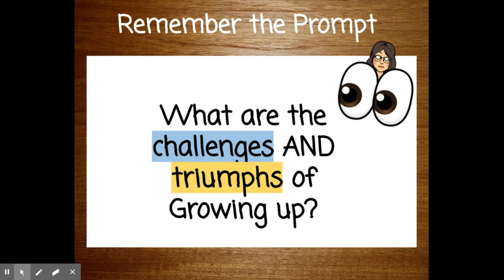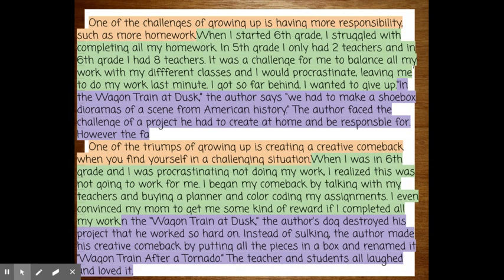So, something you guys need to remember is the prompt. What are the challenges and triumphs of growing up? So what you need to do is put the challenges paragraph together with the triumphs, and then you will have a full written response. You notice how this is more than 1-2 sentences long? It needs to be at least 5 to 8 sentences long. And if you follow the planning document, you will have no problem coming up with that many sentences. I also added sentence stems to your document, so use those to help guide you.